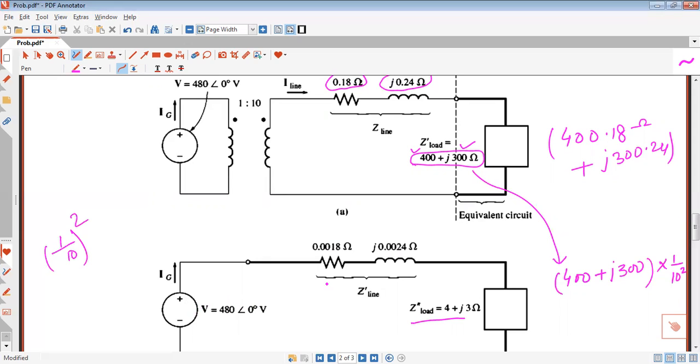And now this voltage will be here. So all will be in series. The same thing we will also get if we add these two things, it will be 4.0018. So if we divide it by 100, it will be 4.0018.